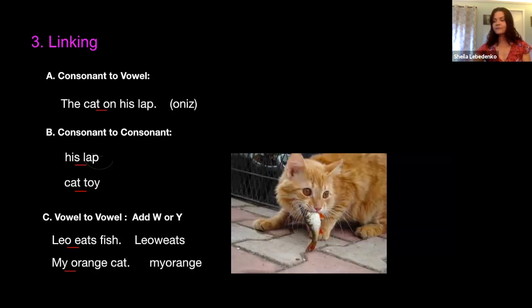Okay. So the cat on his lap. Perfect. His lap. Yep. Cat toy. Perfect. Leo eats fish. Good. The orange cat. It's not me orange, but my orange. Oh, my orange. Yes, my orange cat. My orange cat. Okay, good.